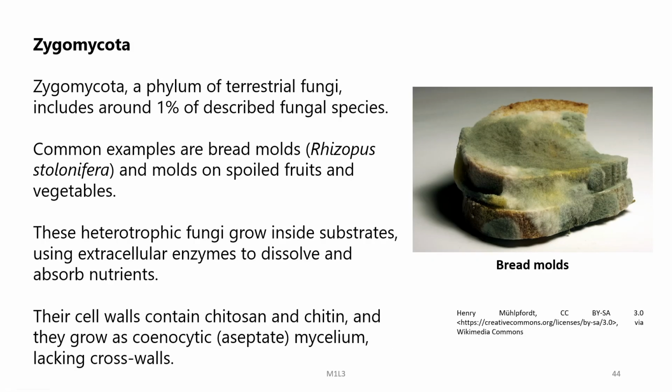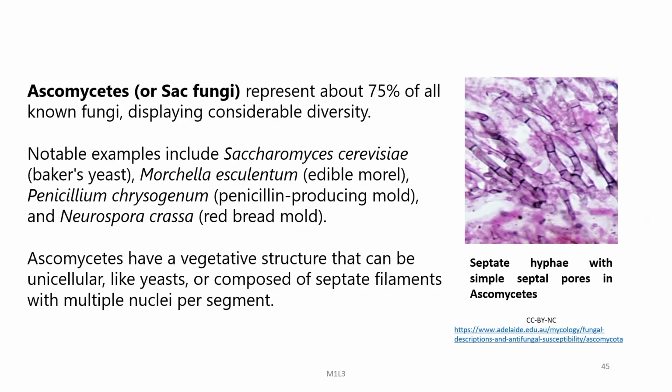Zygomycota. It is a phylum of terrestrial fungi, and includes around 1% of described fungal species. Common examples are bread molds, as you can see here in this picture, and molds on spoiled fruits and vegetables. So, basically this is a harmful species which is responsible for food spoilage. These heterotrophic fungi grow inside substrates using extracellular enzymes to dissolve and absorb nutrients. The cell walls contain chitosan and chitin, and they grow as coenocytic mycelium lacking cross walls or septa.